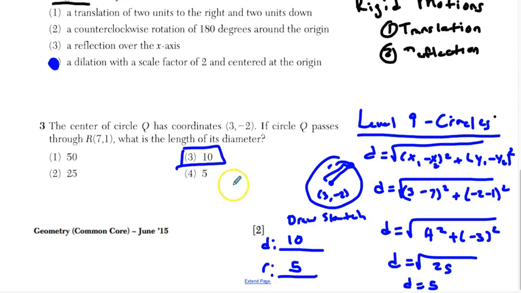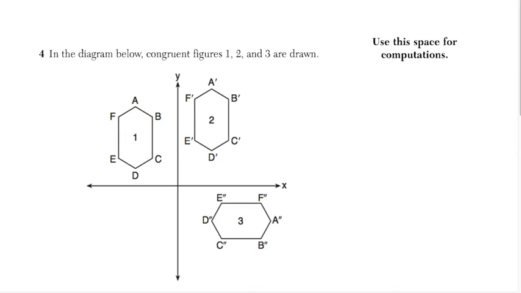Remember to fill out all that information so you're not making those mistakes. So sketch, diameter, radius found every single time. Nicely done, guys. Okay, question number 4.